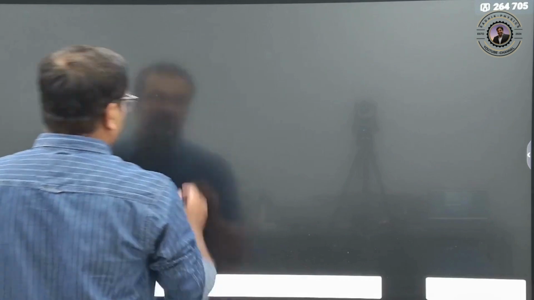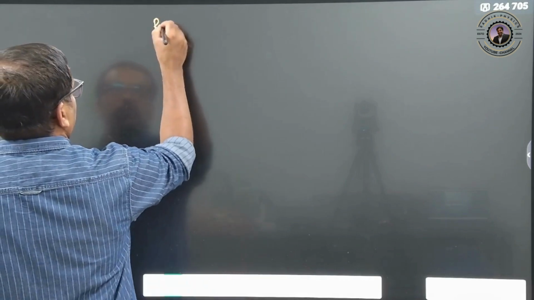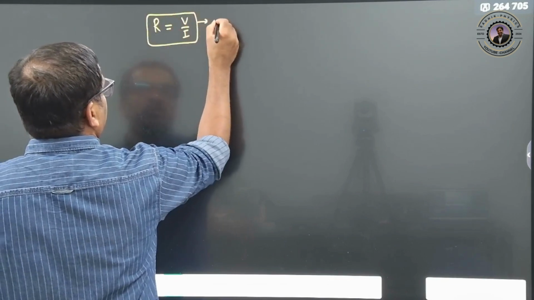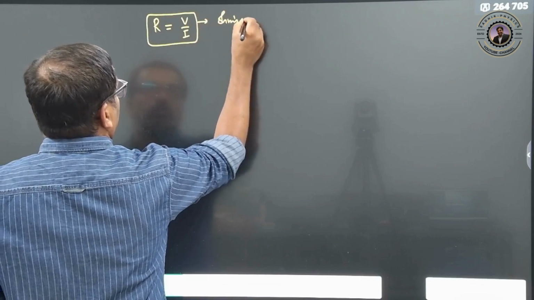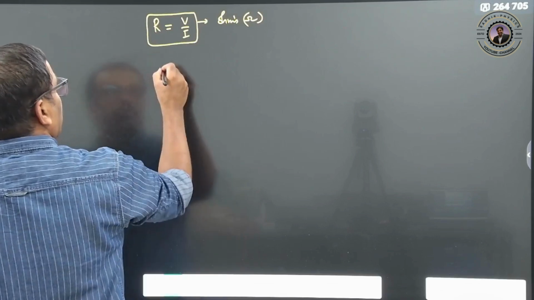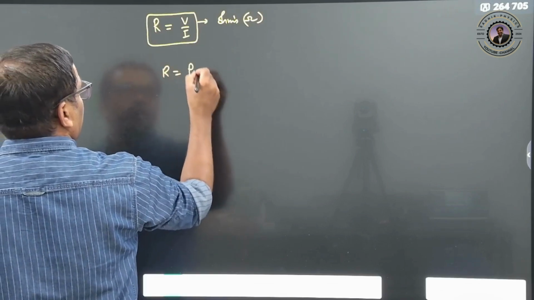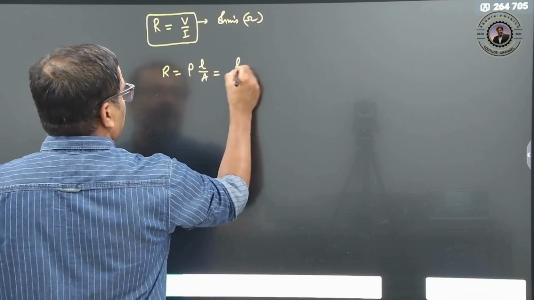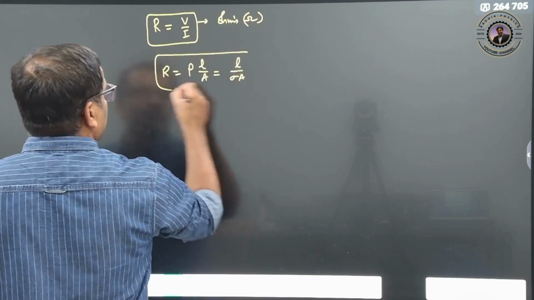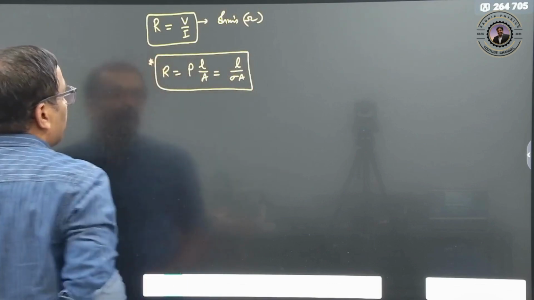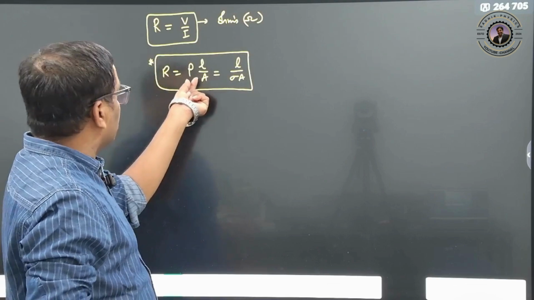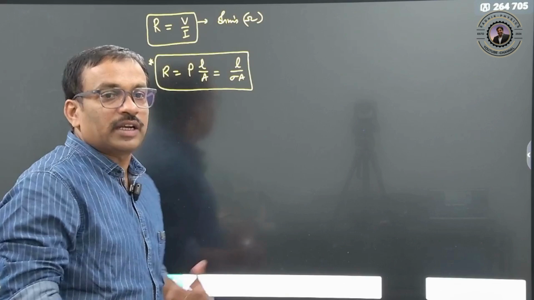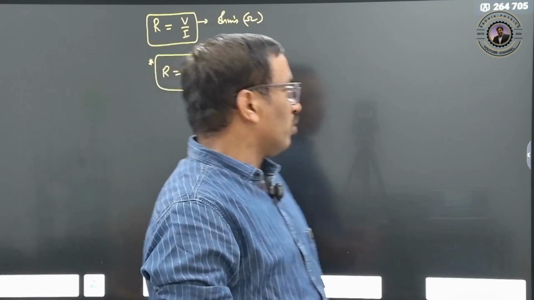Before that, we should know what the resistance formula is. Voltage by current, measured in ohms, and this is the symbolic representation. Again, resistance is rho into L by A, where rho is the resistivity, or L by sigma into A, where sigma is the conductivity. Now we can understand resistance depends upon the nature of the material, dimensions, and temperature also. This resistivity depends upon the nature of the material only, right.